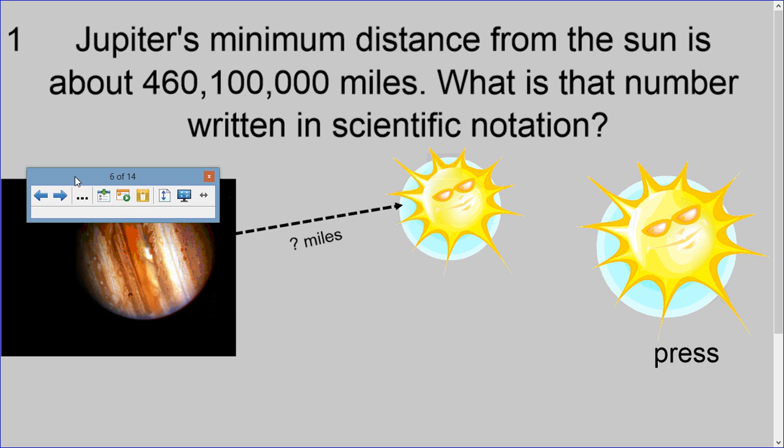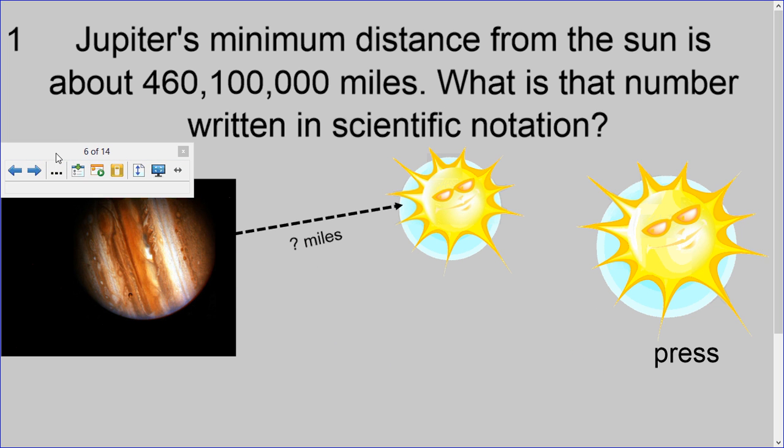Jupiter. Minimum distance from the sun is about 460,100,000 miles. What is that number written in scientific notation? So there's a picture of Jupiter, and we want to see how many miles in scientific notation that is.